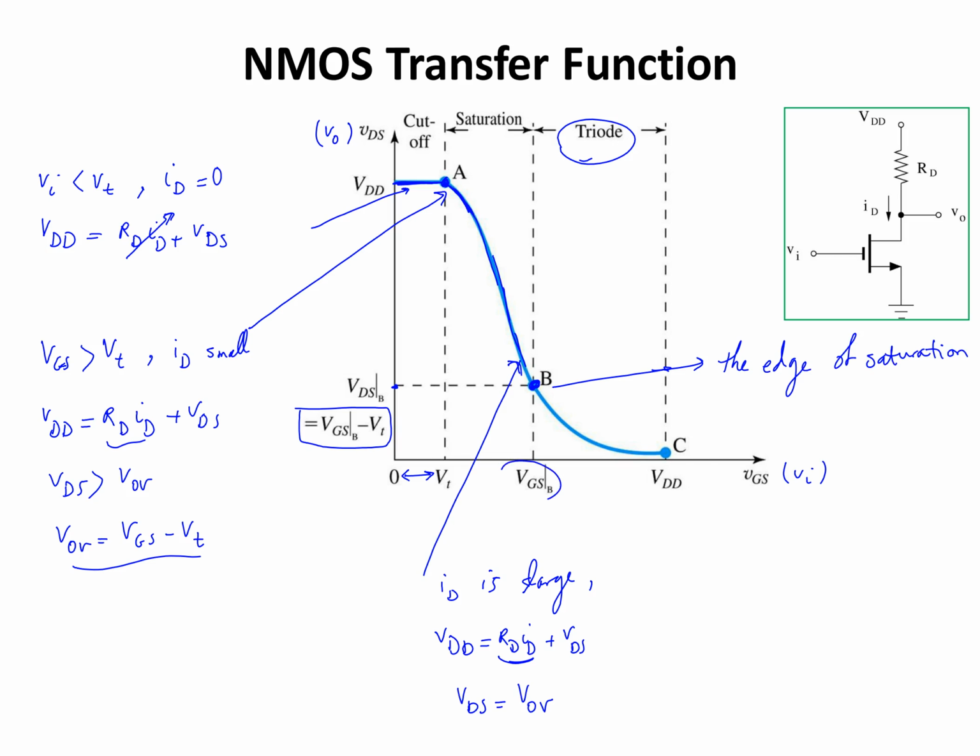For VGS values less than this point B, the transistor is going to operate in the saturation region, providing that VGS is greater than threshold voltage. For VGS values greater than this value, the transistor is going to operate in the triode mode. And that's the transfer function for the MOSFET in the given circuit.